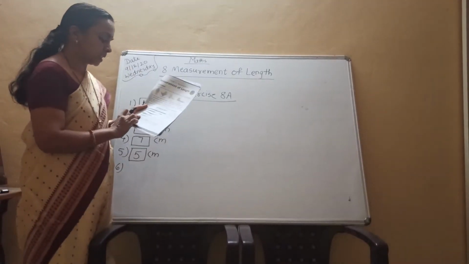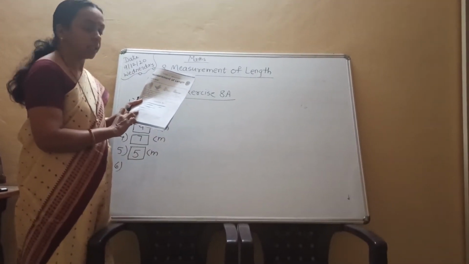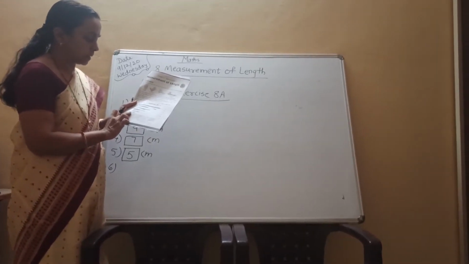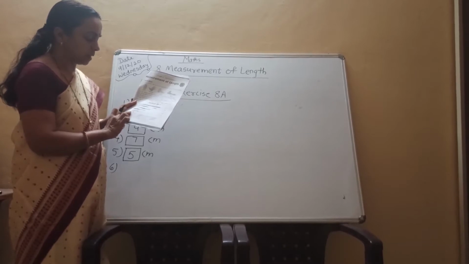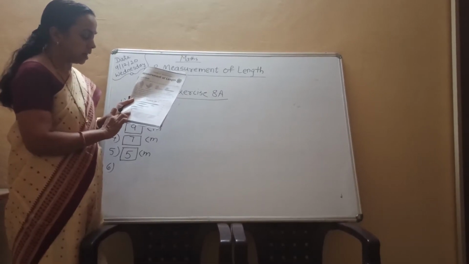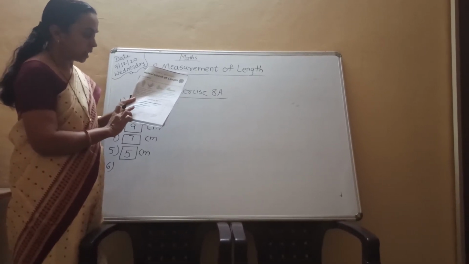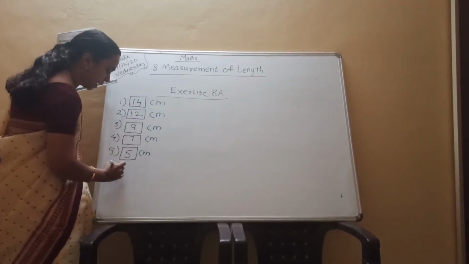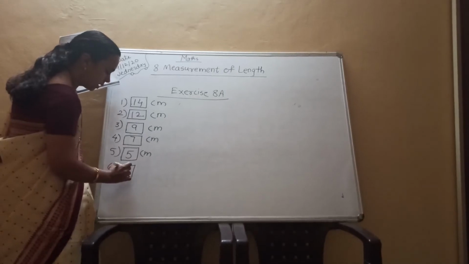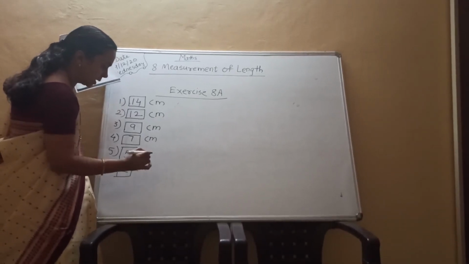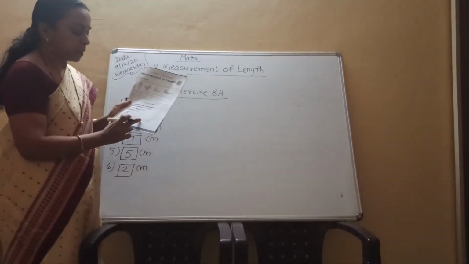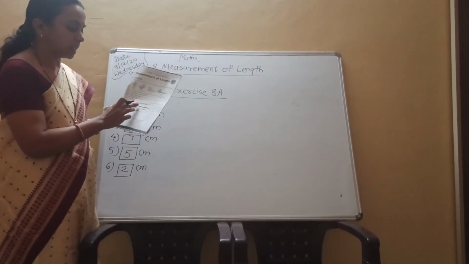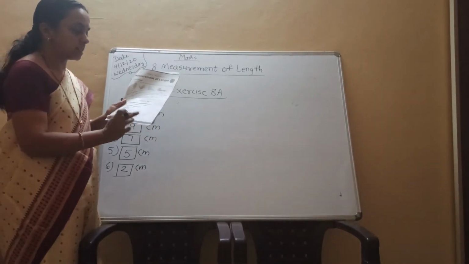Then what is the sixth picture here? That is one key. What is the length of this key? A very small dotted line is there, and it is on number 2. So you write down in this box 2 centimeter. In this way, by using our scale, we can measure all these things. So write down your answers correctly.